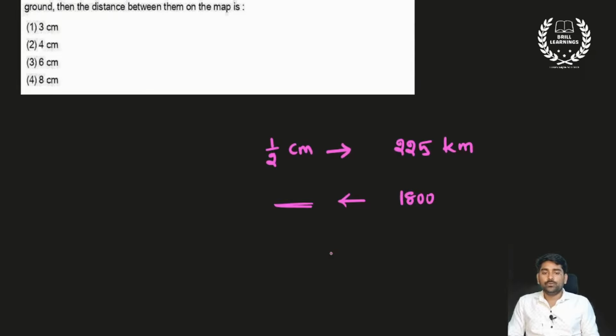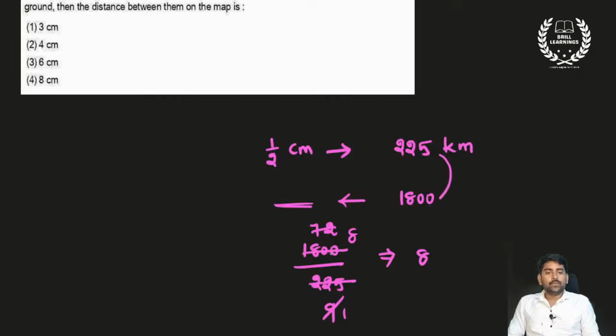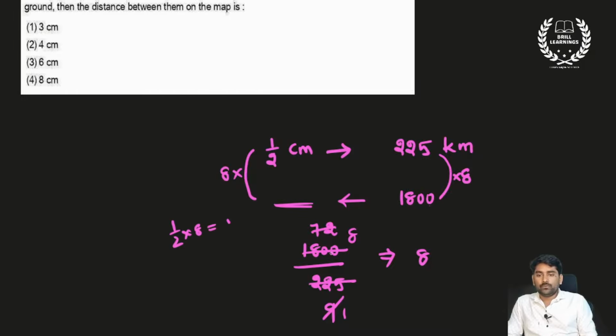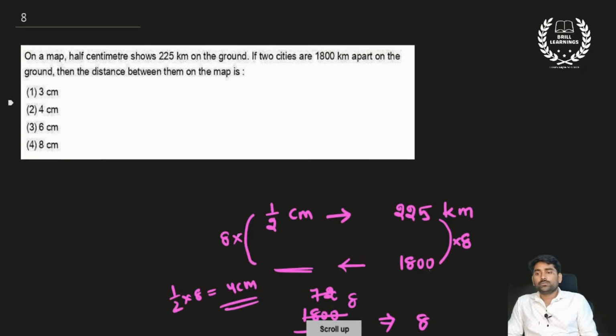So what you need to do? First divide this 1800 by 225. That gives 8 times. This 1800 is 8 times the 225. That means I have to multiply here also by 8. So 1 by 2 into 8, we will get 4 centimeters. So on the map, this 4 centimeters is equivalent to 1800 kilometers on the road.